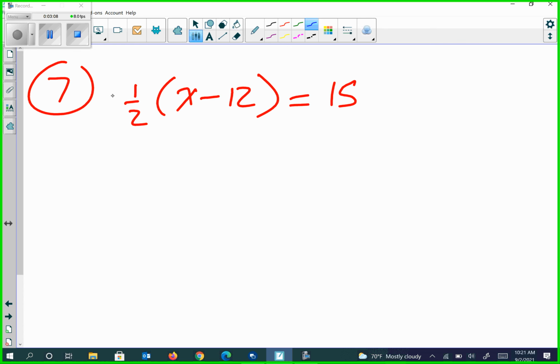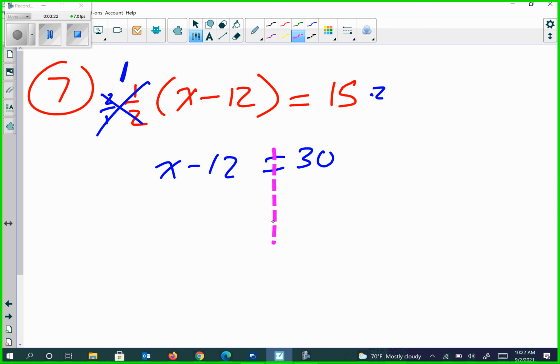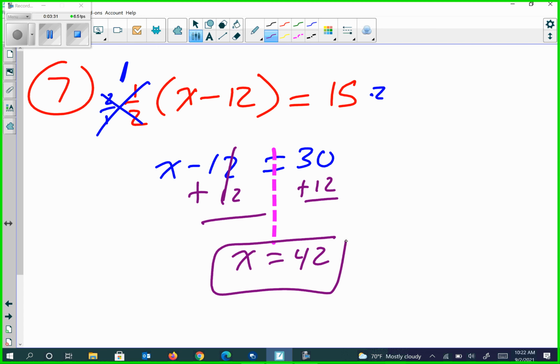This is definitely one that we can multiply this by the fraction. Those cancel out. We can drop the parentheses now because there was a 1 out in front of that. So I get x minus 12 equals 30. And do our little dotted line. Add 12, add 12. Those cancel. X equals 42. Does that seem okay on that problem?